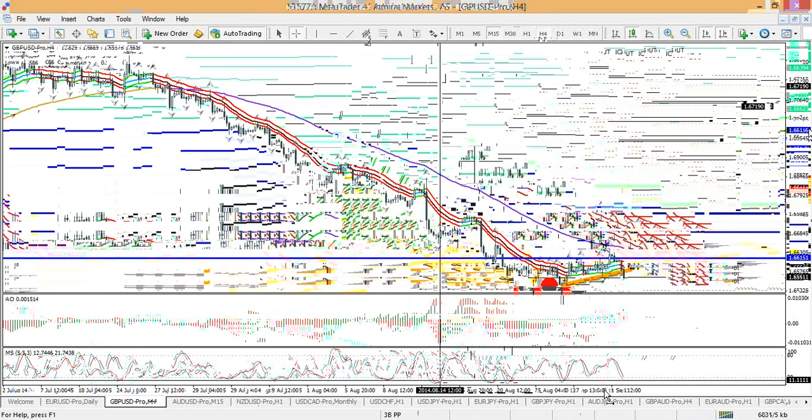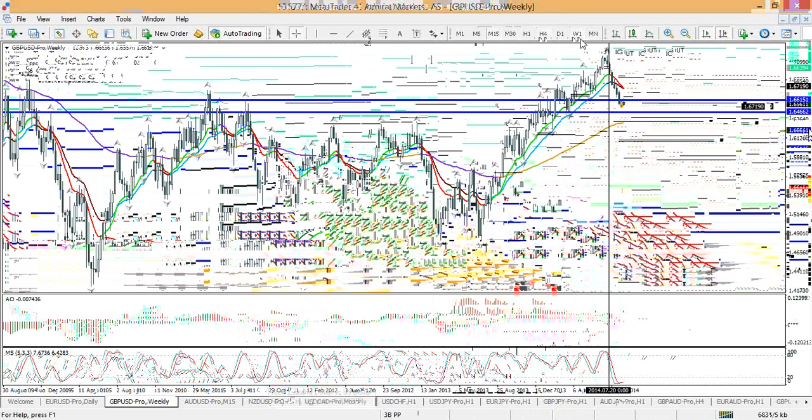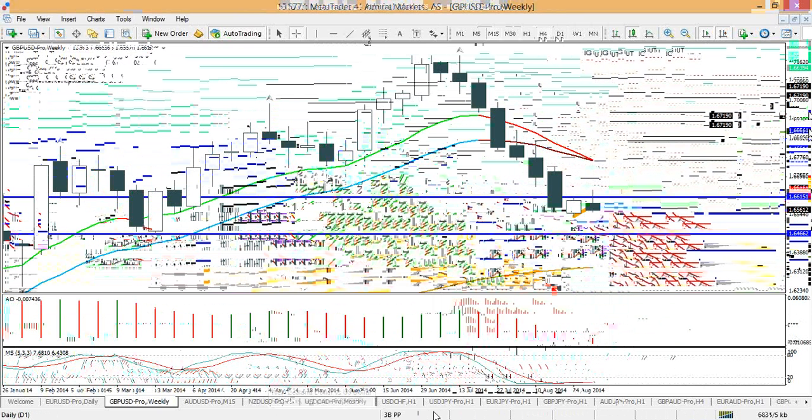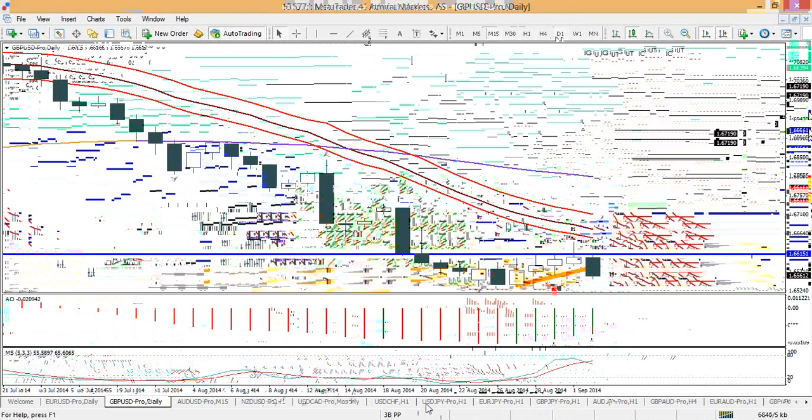But for the moment, looking very bearish, no matter what time frame we're looking at. The same thing, the dollar strength basically, we can view with the dollar yen.